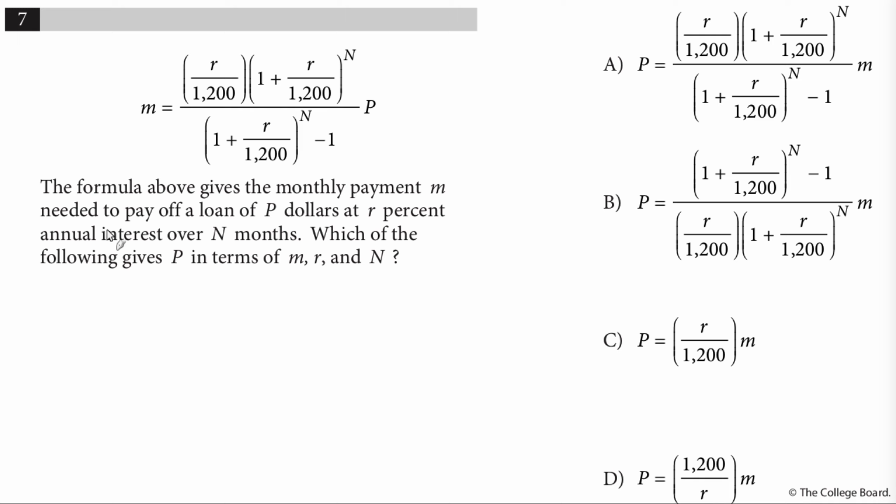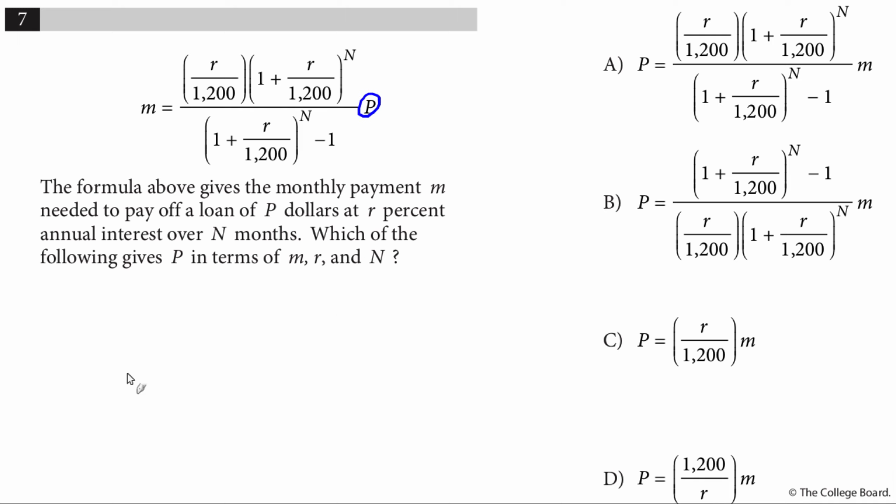All right, this one looks like sort of a beast of a problem, but it's actually not too bad. So the formula above gives the monthly payment M needed to pay off a loan of P dollars at R% annual interest over N months. Which of the following gives P in terms of M, R, and N? So basically what this is saying is, let's get P by itself.